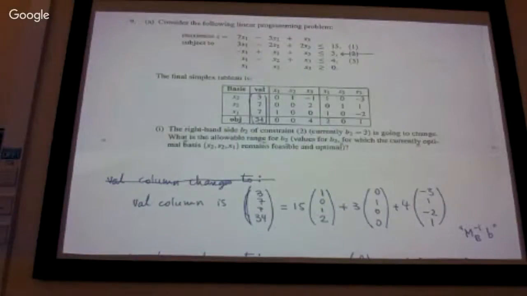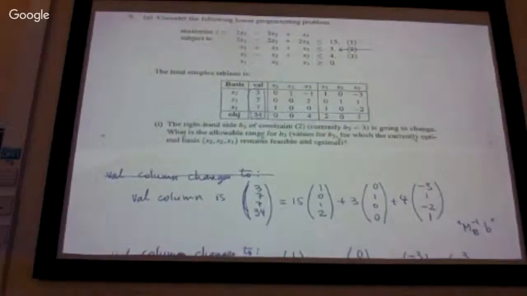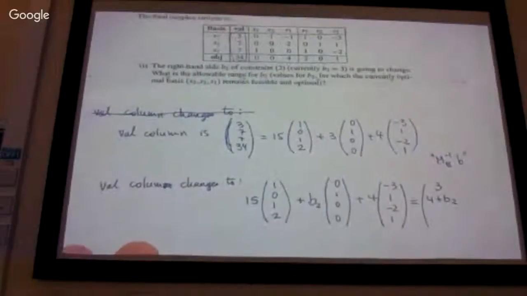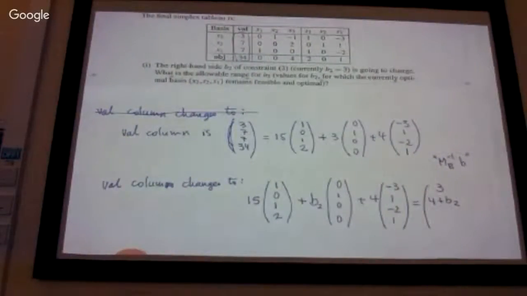Oh, sorry. It's completely in the wrong place. Four plus B2, what am I doing? I forget what I'm doing. 15 minus 8 is 7, and 34.